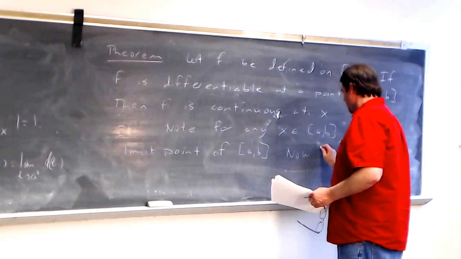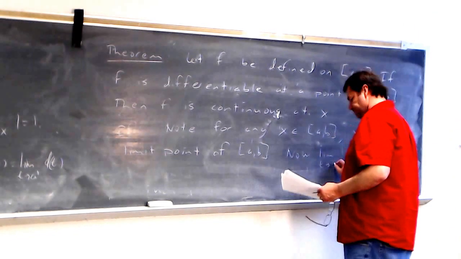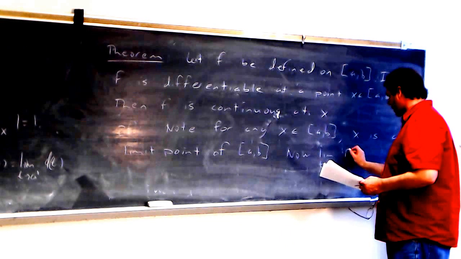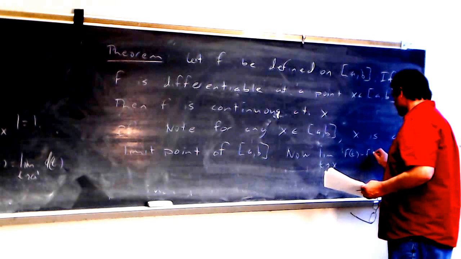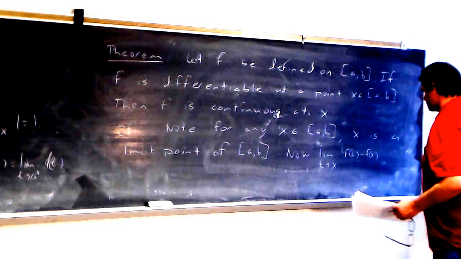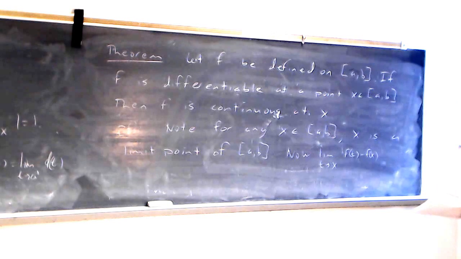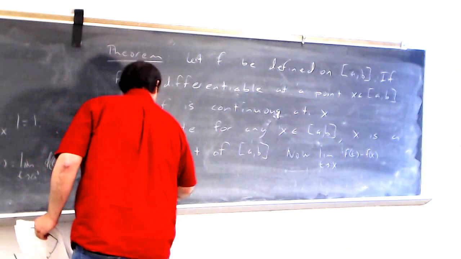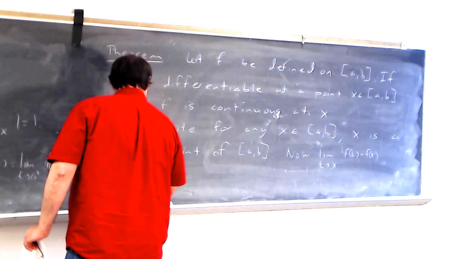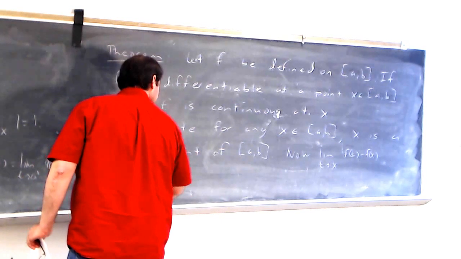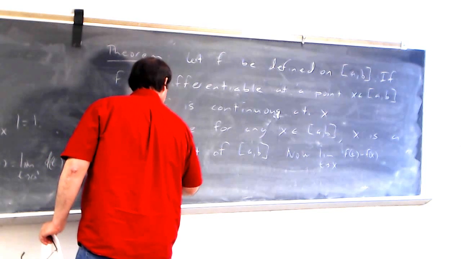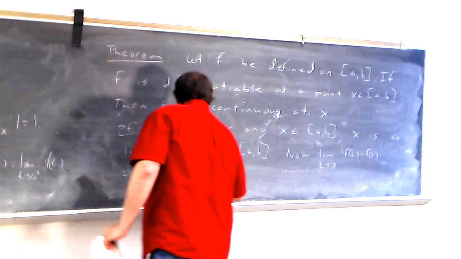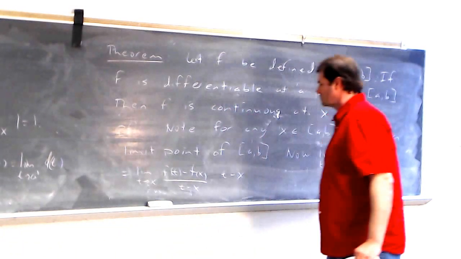Now, the limit as t goes to x of f of t minus, let's say, f of x is equal to the limit as t goes to x of f of t minus f of x all over t minus x times t minus x. Those are the same.